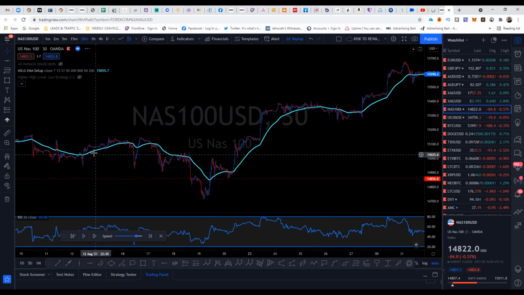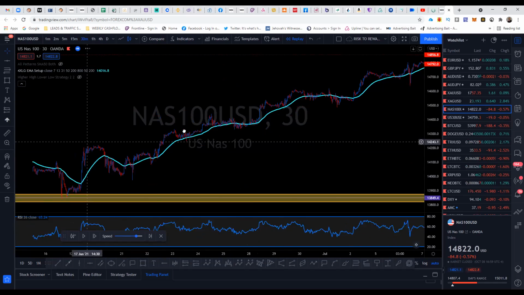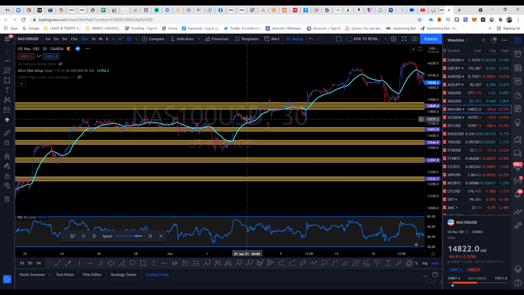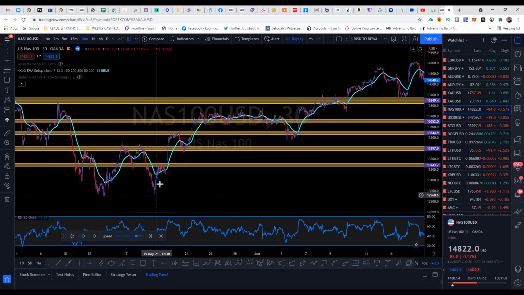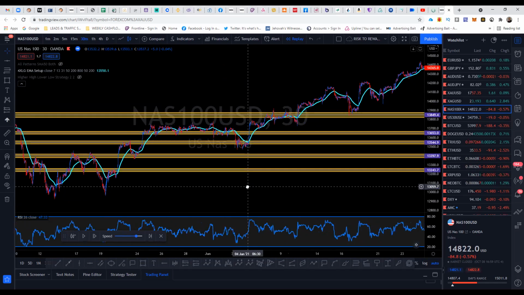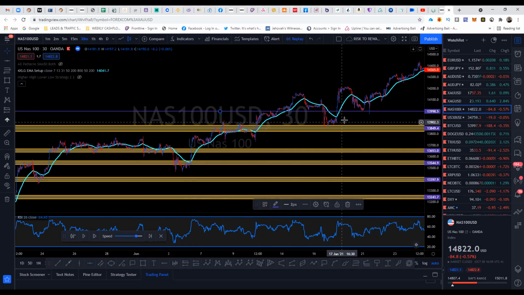All right, so now we're going to go all the way back again. And this is what we did on the 15-minute. As you can see, there's still some other support and resistance we can build on. So what I'm going to do is zoom out and start building more support and resistance using the horizontal line.